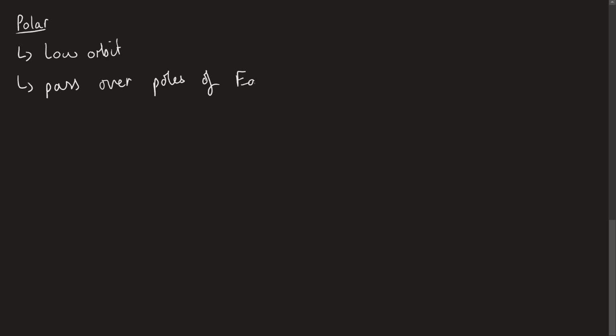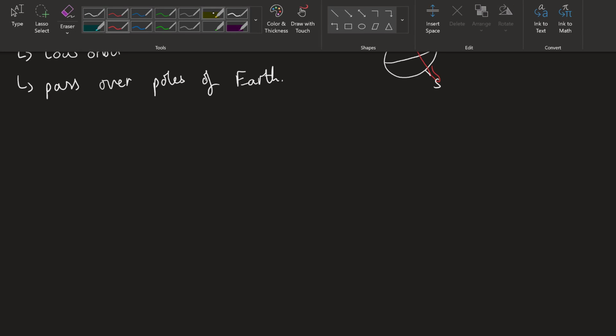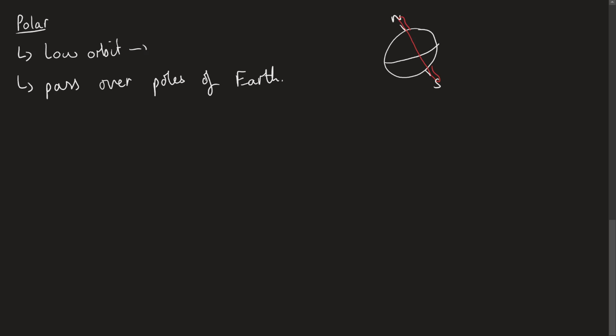And now what I mean by the poles of Earth is the North Pole and South Pole. So if this is Earth and this is the North Pole and this is the South Pole and this is the equator, a polar orbit will look something more like this, and it will orbit around North and South Pole, going across there in a lower orbit, which means faster than Earth can rotate.